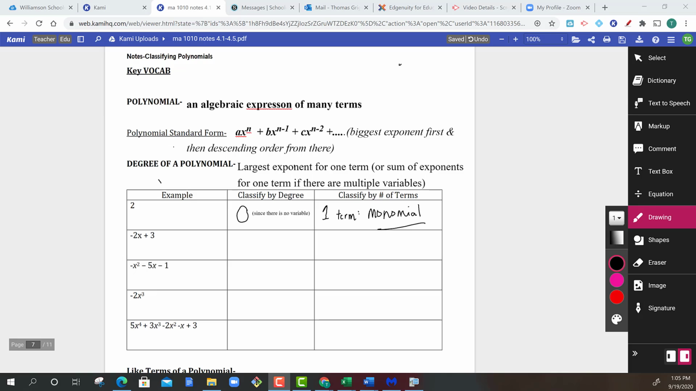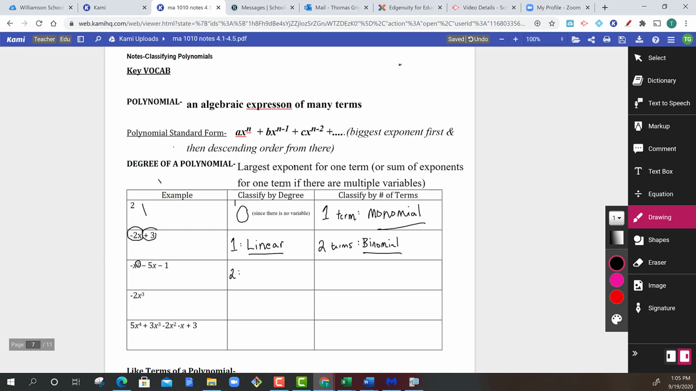The next example, the degree is 1. And anything with a degree of 1 is a linear function. Again, the biggest exponent for a variable in this problem is an x to the first. There are 2 terms. Of course, those terms are negative 2x and positive 3. Anything with 2 terms is a binomial. So linear binomial.